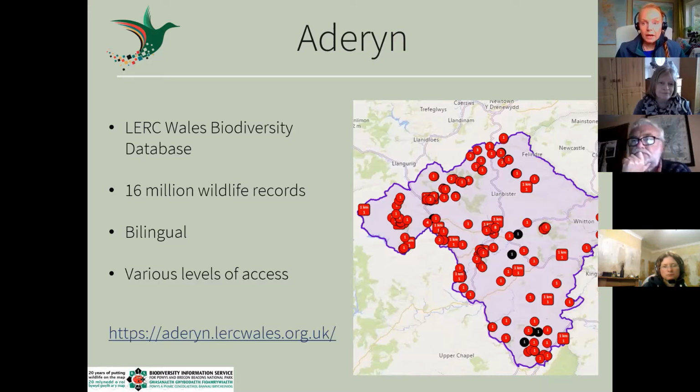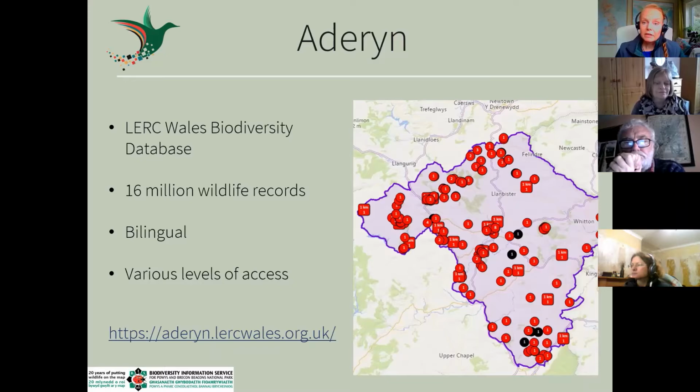It covers all of Wales. It's bilingual, so you can use it in Welsh or English. And it has 16 million wildlife records. It's getting close to 16.5 million wildlife records now. And it's based on various levels of access. So I'm going to look at those in a second. And you can find it with that link at the bottom of my slide there. But if you put into your search engine Aderyn LERC Wales or Aderyn BIS, it will come up for you.